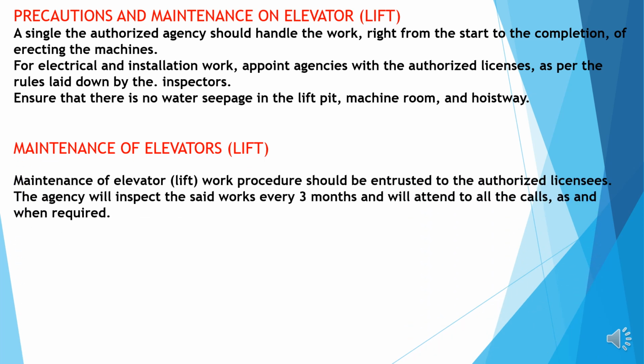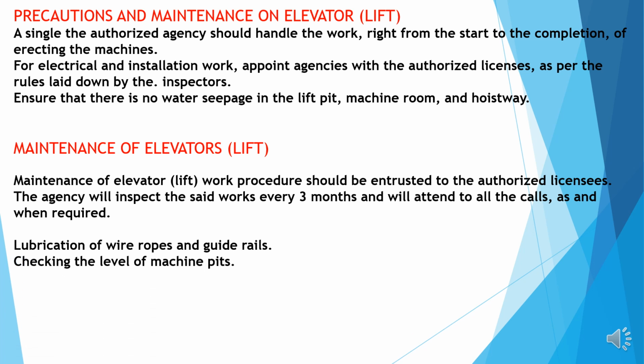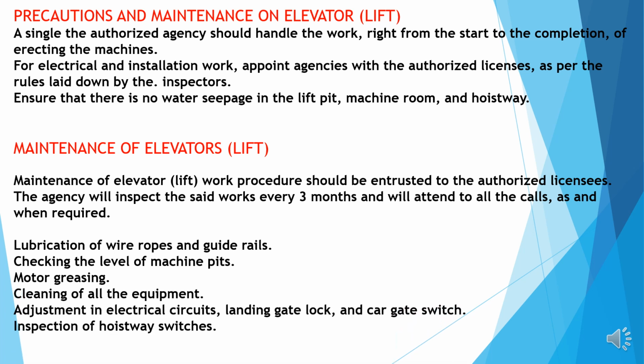Maintenance of elevator. Maintenance of elevator work procedure should be entrusted to the authorized licensees. The agencies will inspect said works every 3 months and will attend all the calls as and when required. Lubrication of wire ropes and guide rails. Checking the level of machine pits. Motor greasing, cleaning of all equipment, adjustment in electrical circuits, landing gate lock and car gate switch, inspection of hoistway switches.